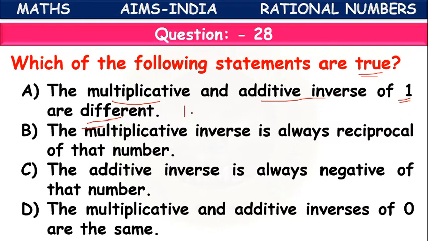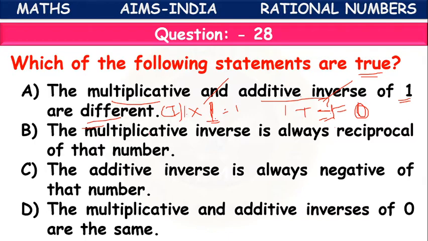Multiplicative inverse means if you multiply with what number, we will get 1. Additive inverse means if we add what number, the result will be 0. So the multiplicative inverse of 1 is 1, and the additive inverse is minus 1. Both are different, and the option also says both are different. So it is a true statement.